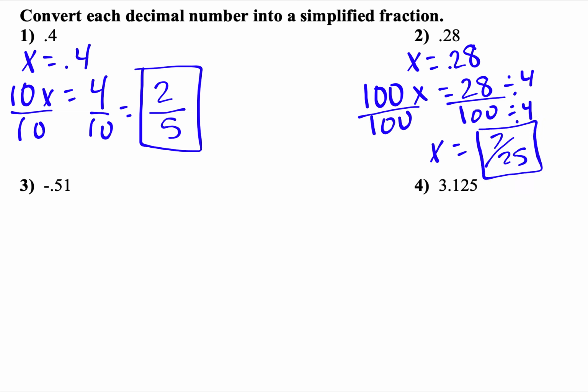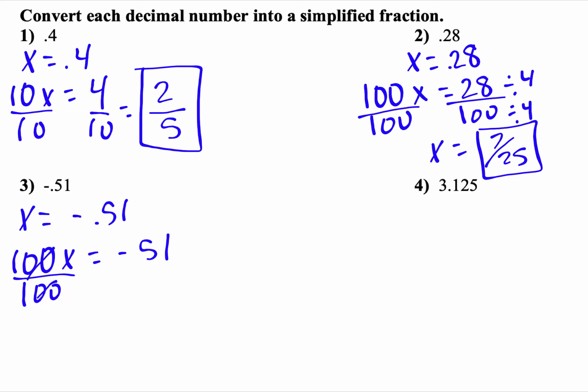Okay, negative 0.51. We start by making x equal to that. We multiply both sides by 100 because we need to get rid of 2 decimal places, and that gets everything out of the decimal. Divide both sides by 100, and we actually get the fraction there. It doesn't reduce. Negative 51/100.